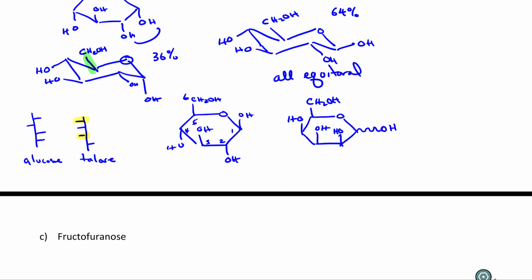And then by seeing that these were the groups that were swapped on the ring, or on the chain, this group here, we're able to draw the pyranose version of talose relatively easily. So that would be alpha and beta D-talopyranose is how you would name it.